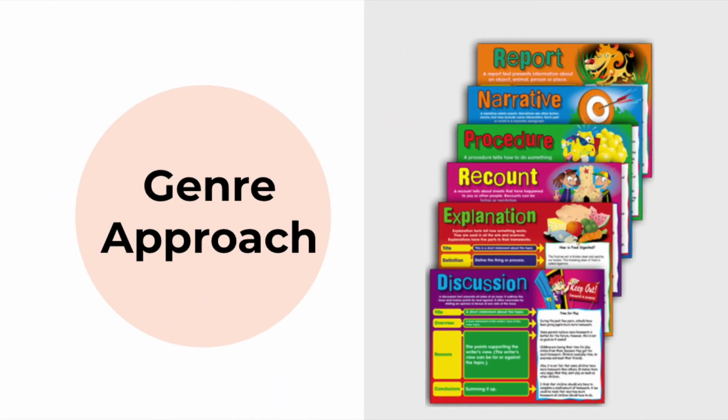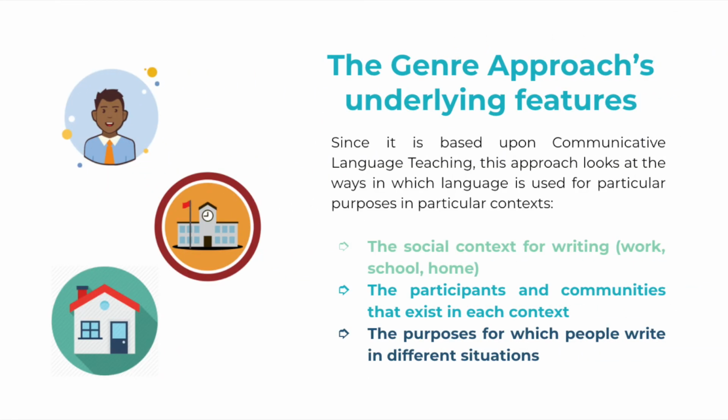The genre approach emerged as a response to the previous ones and has influenced writing instruction in more recent years. Since this approach is based upon communicative language teaching, it looks at the ways in which language is used for particular purposes in particular contexts. Those ways being the social context for writing, the participants and communities that exist in each context, and the purposes for which people write in different situations.